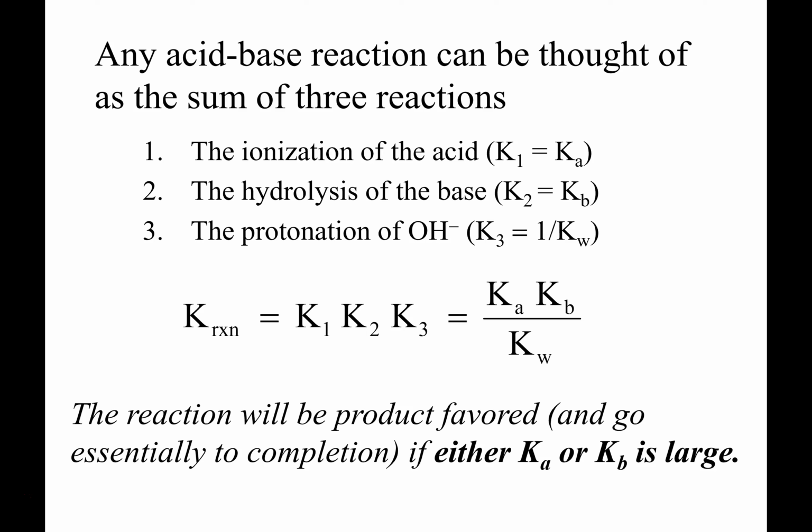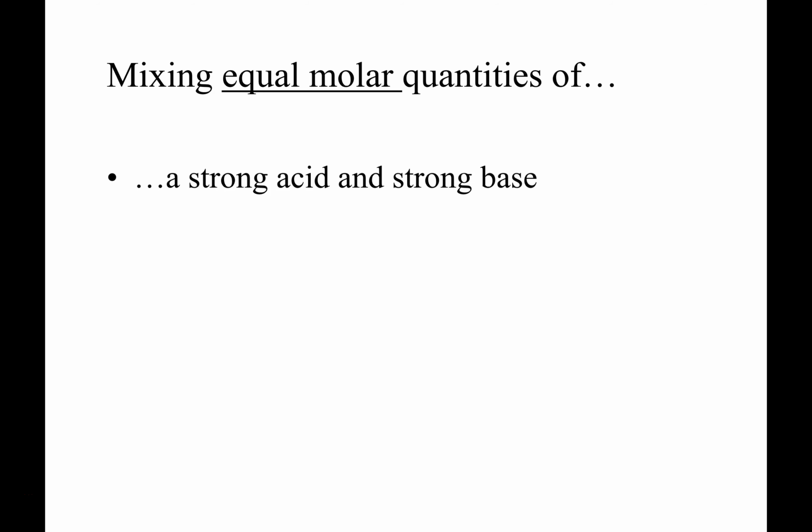What I started to say is Ka times Kb for a conjugate acid-base pair is Kw. So I'm like, this is Kw over Kw. I don't know. I didn't track it down. Anyway, all right, so this is just kind of thinking through things.